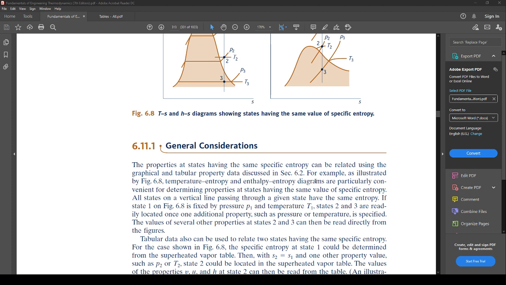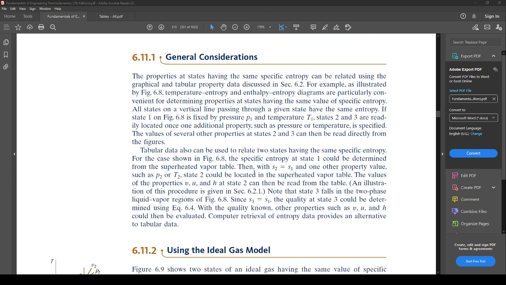It says the value of several other properties at states 2 and 3 can then be readily read directly from the figures. And it says tabular data can also be used to relate two states having the same specific entropy. For the case shown in 6.8, the specific entropy at state 1 could be determined from the superheated vapor table. Then, with S1 equal to S2 and one other property value, such as P2 or T2, state 2 could be located in the superheated table.